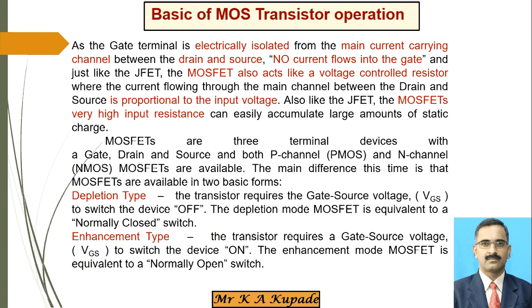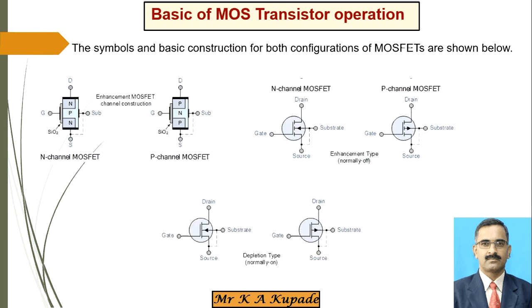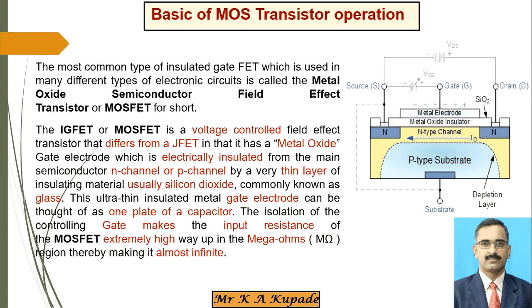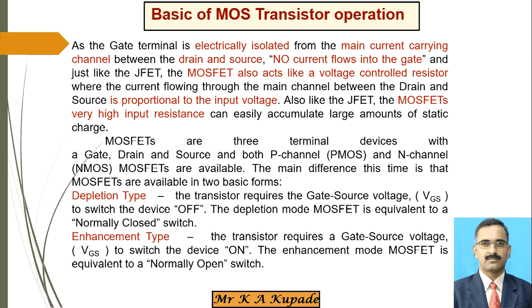Now here what they are saying is that the gate terminal is electrically isolated from the main current-carrying channel. That means that particular ID current, so this is the isolation. Due to that, there is no current flowing through the gate terminal, and it is just like that particular JFET.